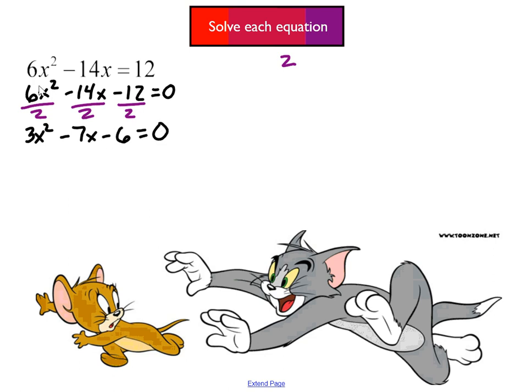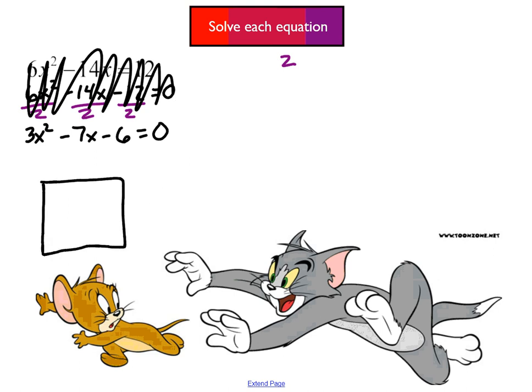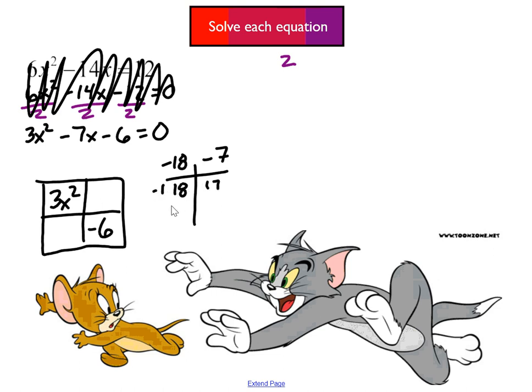I no longer need this whole top half part, so I'm going to cross that off. Make my box. I have 3x squared here, negative 6 here. Make my product sum table. I want it to multiply to negative 18, and I want it to add to negative 7. So I'm going to try negative 1 and 18. I get 17. Try negative 2 and 9. I get positive 7. So that means I need to make this a positive 2 and a negative 9 to get negative 7.